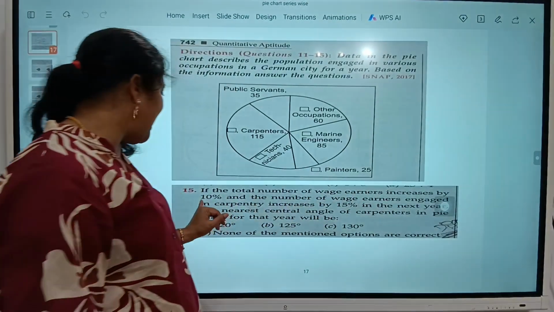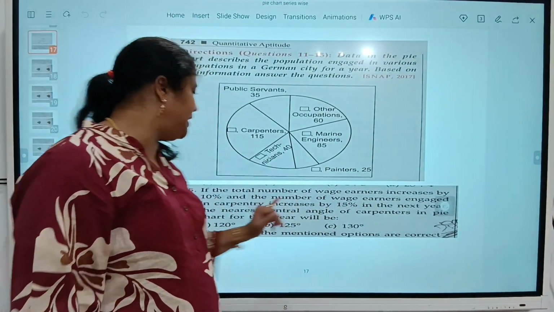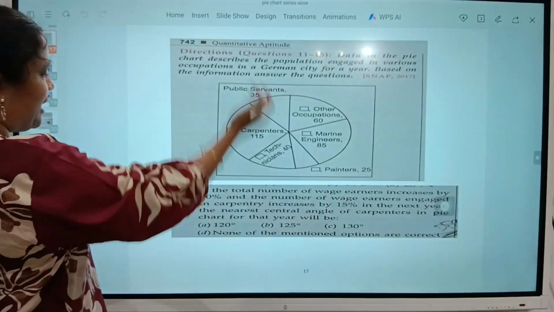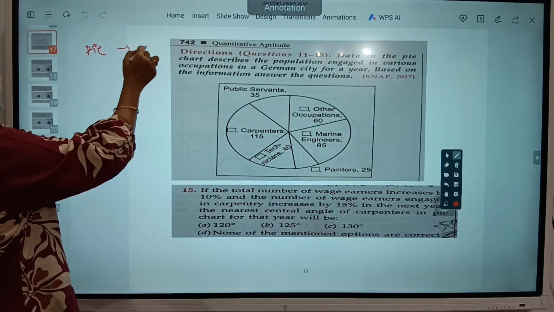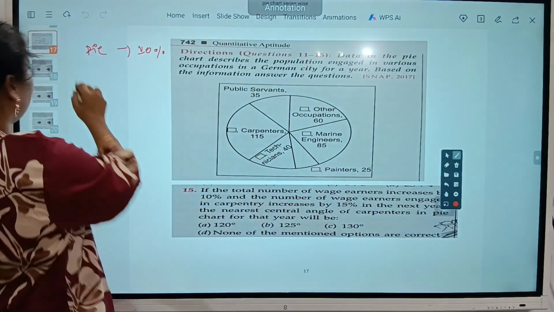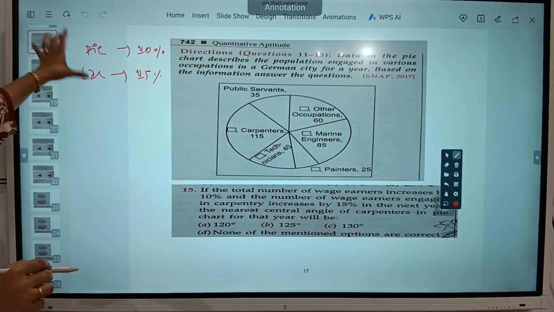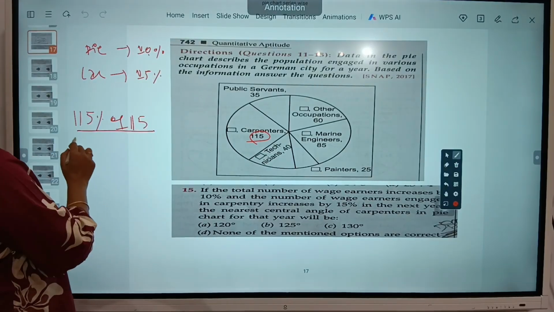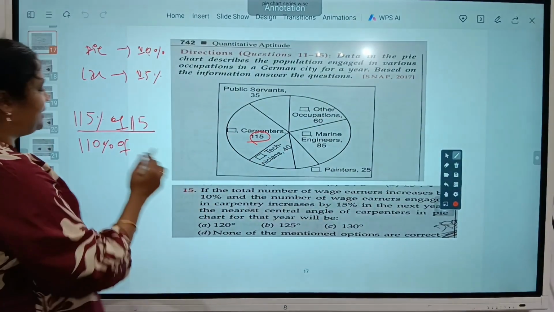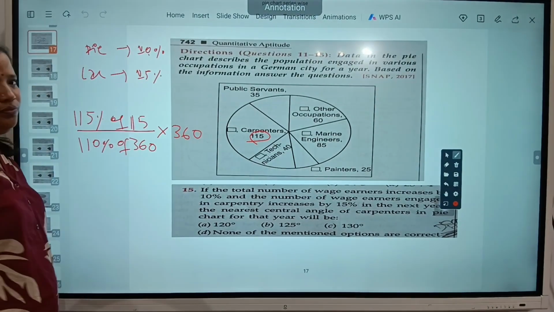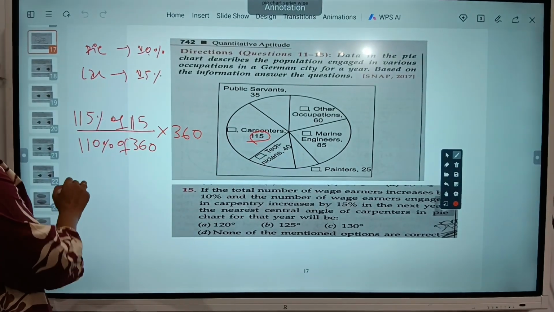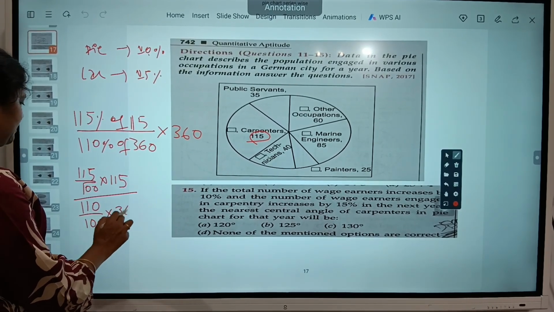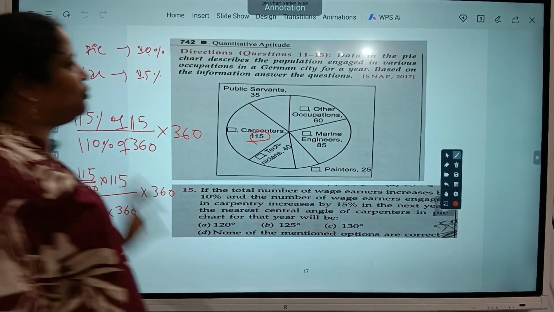If the total number of wage earners increased by 10% and the number of wage earners engaged in carpentry increased by 15% in the next year, the nearest central angle of carpenters in the pie chart for that year will be. So by how much does the pie chart increase? 10%. And the carpenters increased by 15%. So how much do we have to take here? 115% of carpenters, 110% of the pie chart, how many degrees? 360. Then the angle will change in this proportion. So 115 by 100 into 115 by 110 by 100 into 360. This value we will do separately here.